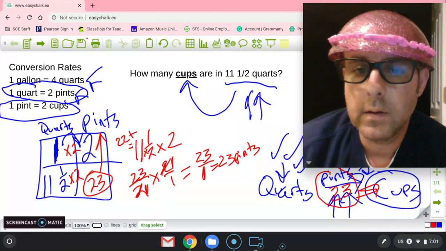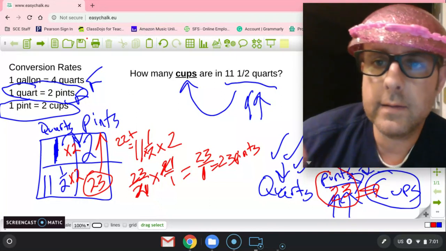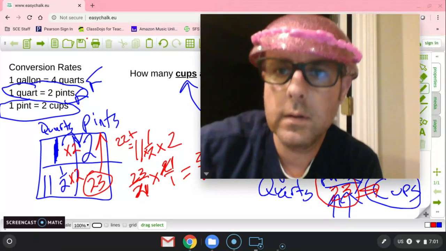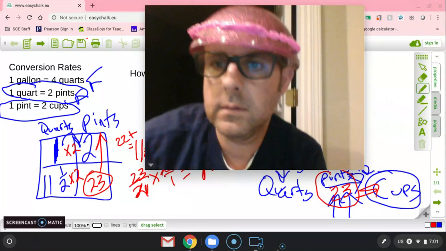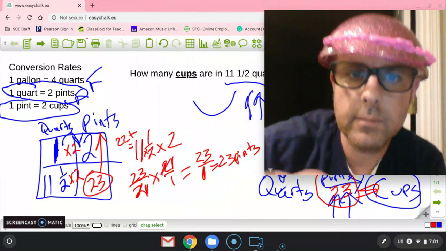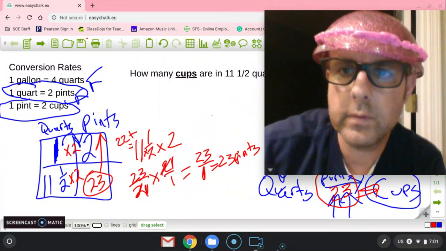What do we have to do with 23 pints? Turn it into cups. So what I'm going to do is make a second box. I'm running out of room. Get my eraser. I'm just going to make me a spot here. Sorry, guys.